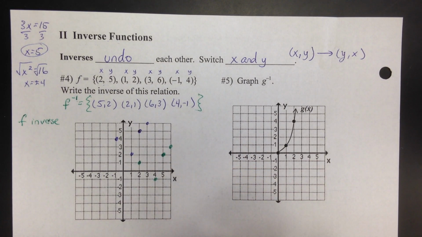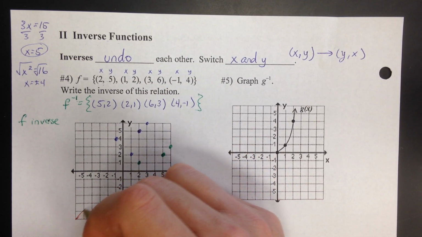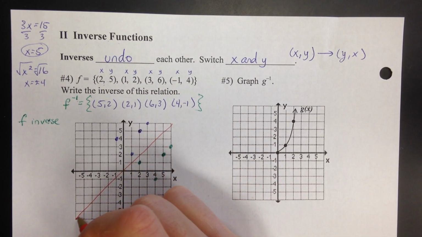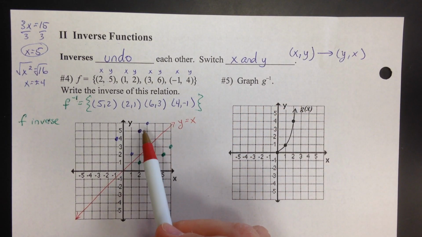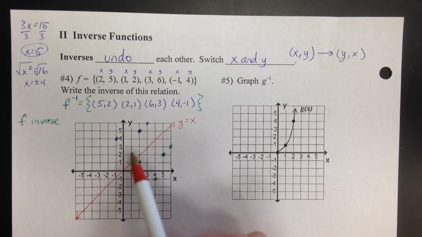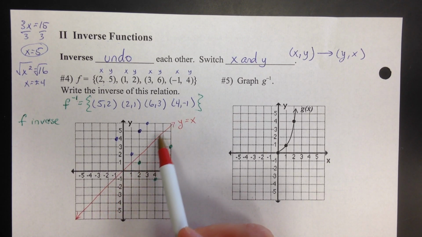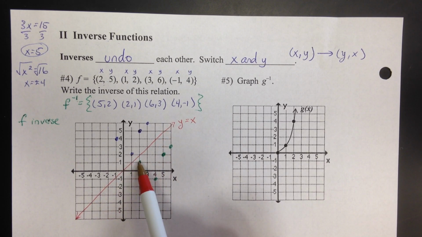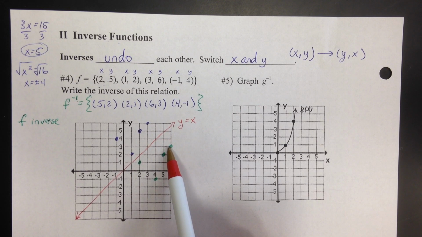Now it might look like the points are kind of random, but what happens visually is that if I draw the line y equals x, notice that these 4 points are going to be symmetric to these 4 points across this line. This is a line of reflection right here. And the points will be symmetric across that line. So these 2 points go together, these 2 go together, these 2 go together, and these 2 go together.